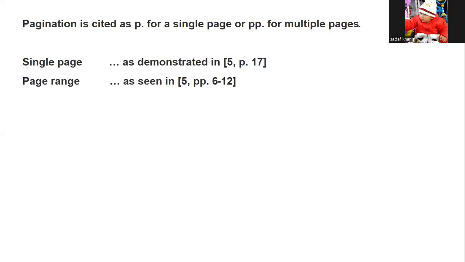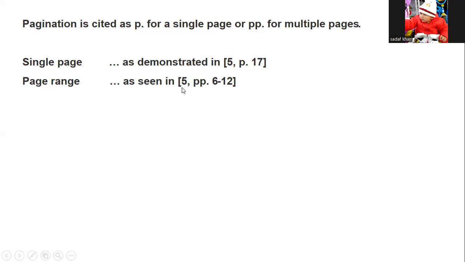Pagination is cited as p for a single page or pp for multiple pages. Pagination means if you are going to cite or copy paste something from any source, or take any idea from a specific page, then after mentioning the reference, comma, then space, small p, full stop, then space, page number 17, and without space, you close the square bracket.